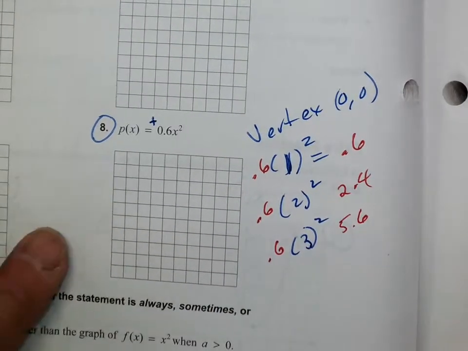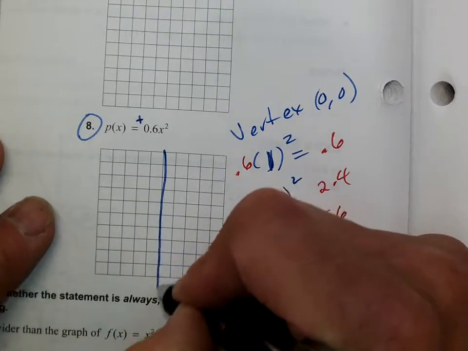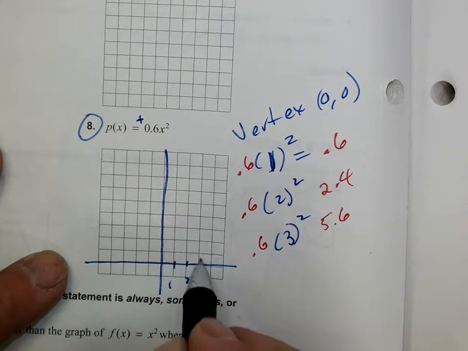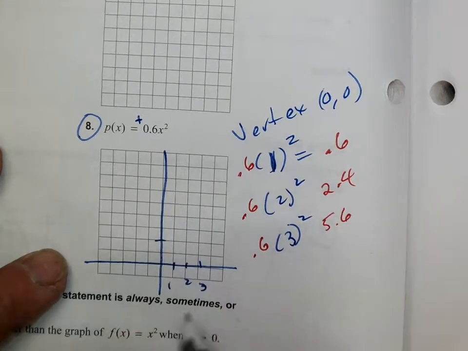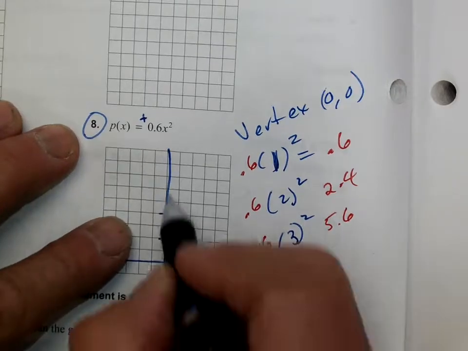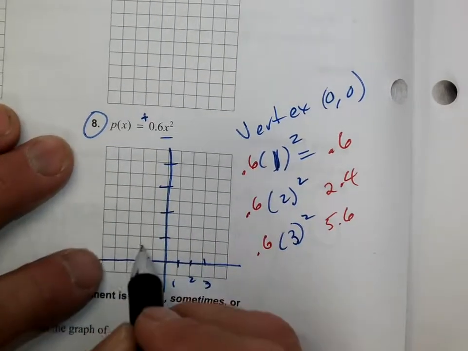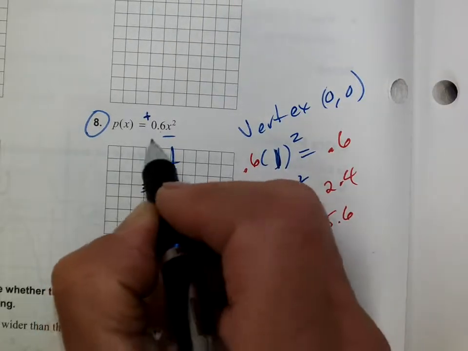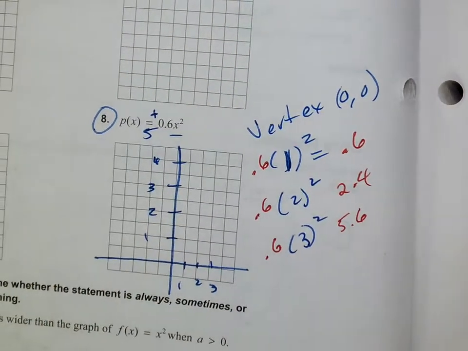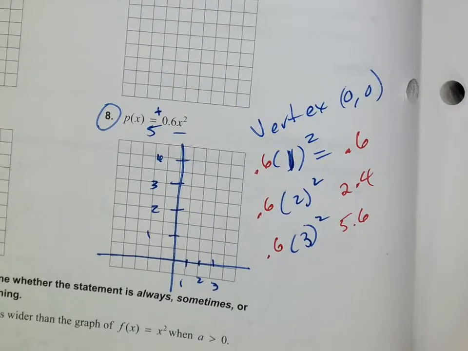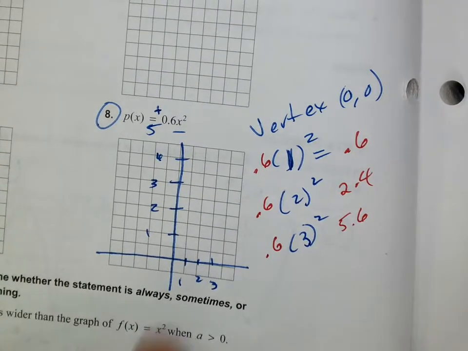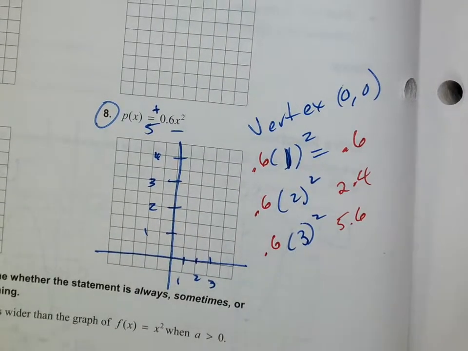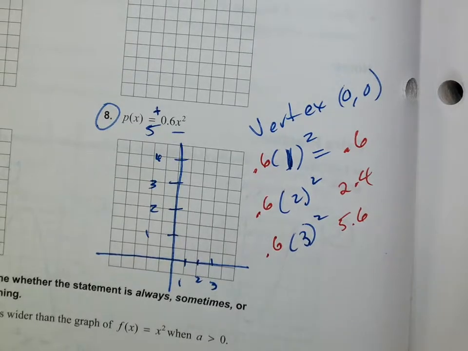Okay. So when I make my axes this time, I'll go by 1s: 1, 2, 3. But I might go by, let's see, 1, 2, 3, 4, 5. So I'll go by 0.5s so that my graph fits. 0.5, 1, yeah. And then we'll just put our points in.